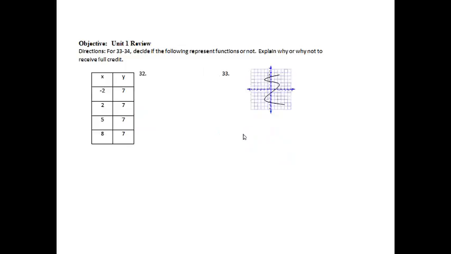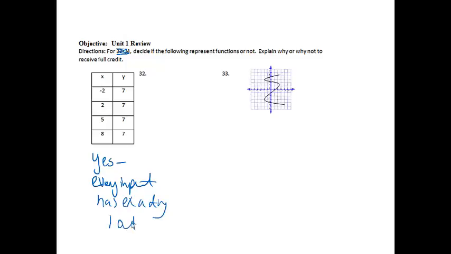Okay, problem number 32 and 33, the directions are wrong there. Decide if the following represent functions or not, and then explain why or why not to receive full credit. If I'm looking at this chart here, I notice that all of the different items are $7, but that's okay because of the dollar menu example from McDonald's. So I'm going to say yes, and my reasoning will be every input has exactly one output.